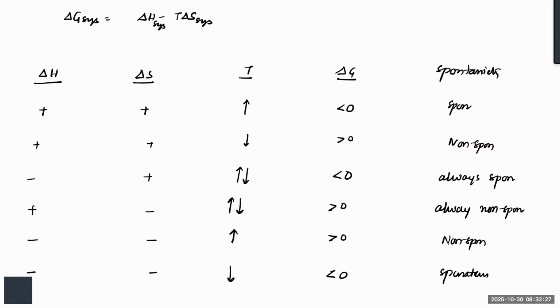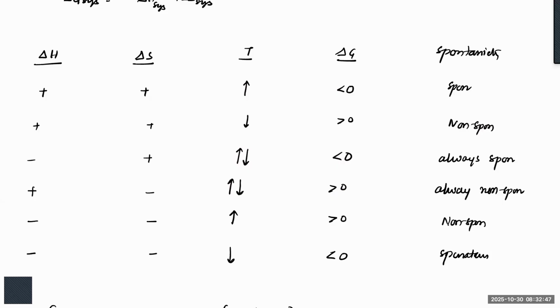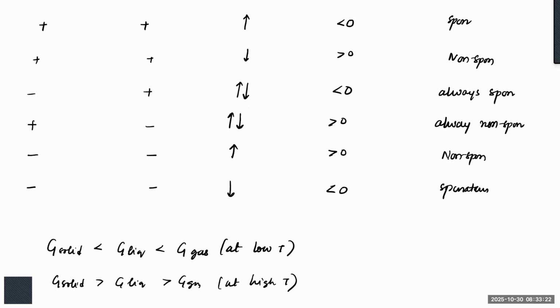Next, if delta H is negative and delta S is positive, whether it is high temperature or low temperature, delta G is always negative. So that means it is always spontaneous. Similarly, if delta H is positive and delta S is negative, whether it is high or low temperature, delta G will always be greater than zero, so always non-spontaneous. Okay, clear? So for these two cases, as the temperature increases, it is non-spontaneous. As it decreases, it is spontaneous.